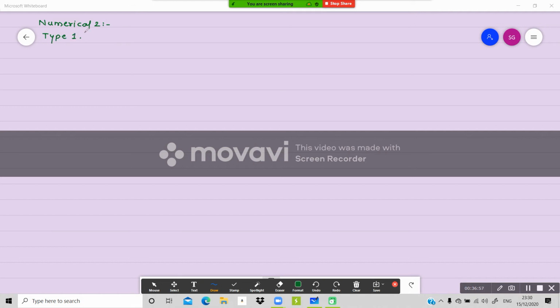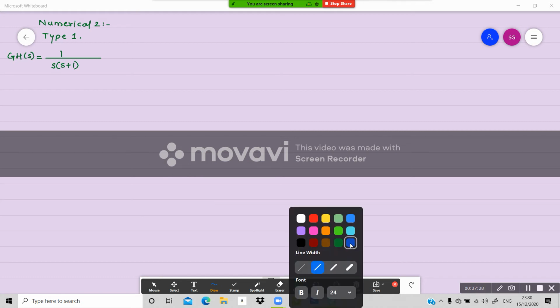So when you are talking about a type 1 system, let us say the statement and all those things are the same, right? And I'm writing GH of S is equal to 1 upon S into (S plus 1). Okay, in the denominator S has power 1 for your OLTF. Yes, the system is of type 1.